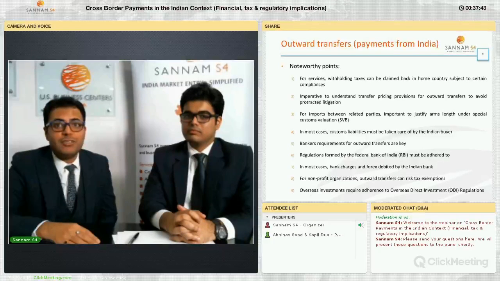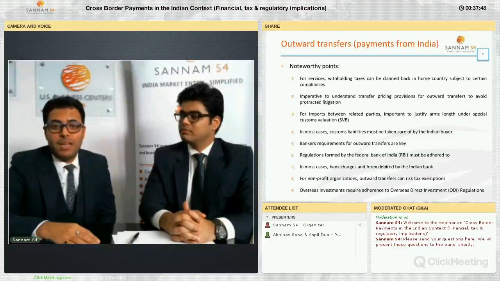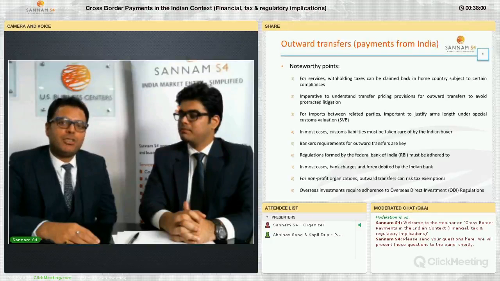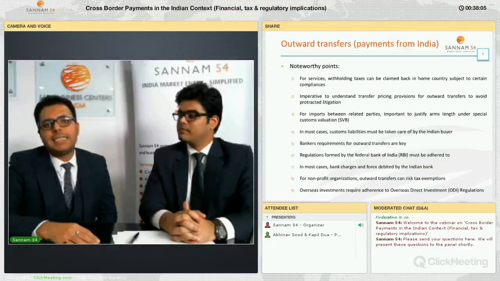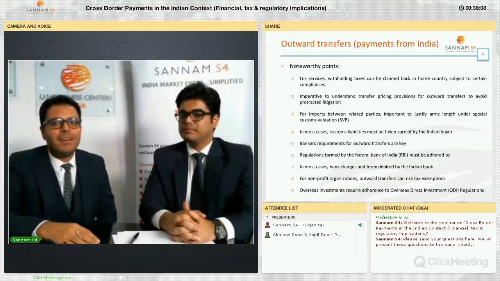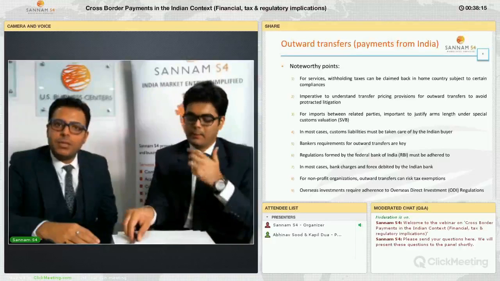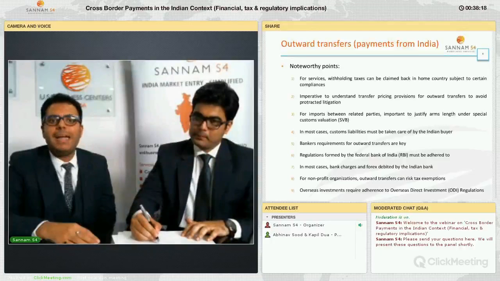Similarly, non-profit organizations, again, outward transfers, I would say no. So don't even think about sending money out of non-profit Indian entities like a Section 8 company or trust, because the basic purpose of setting up a non-profit entity in India is that you would not be paying any taxes in India. You do need to apply for certain tax exemptions under 12A or 80G, and those certificates are valid subject to the money being spent in India.